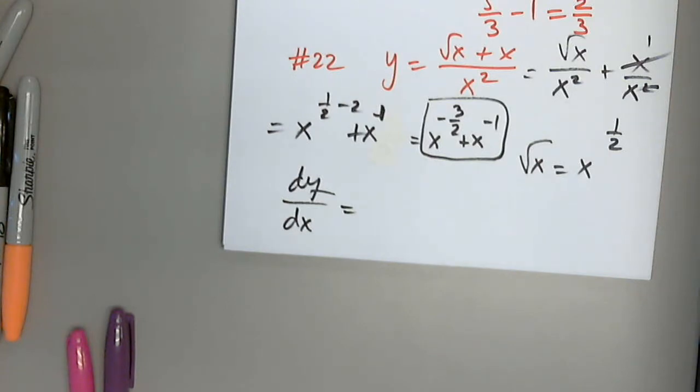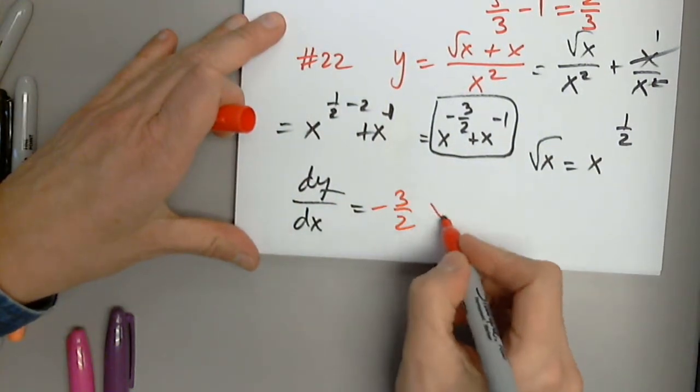1/2 minus 4 over 2 is negative 3 over 2 plus x to negative 1. So now this reduces to the previous case. I have two terms. I'm using the power rule on both. I will bring negative 3/2 in front and subtract 1 from the power. I will bring negative 1 in front and subtract 1 from the power.